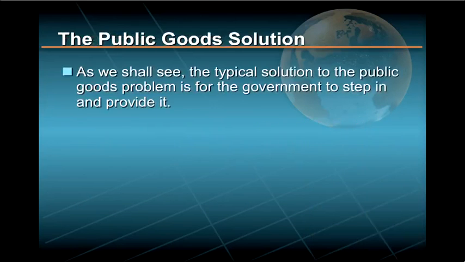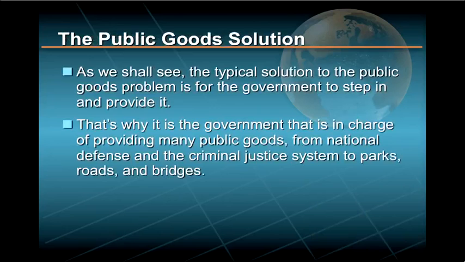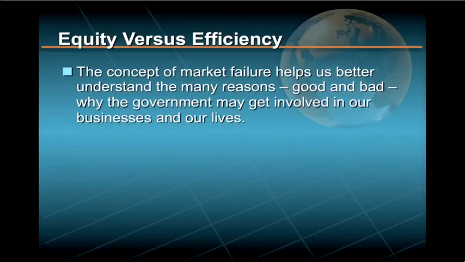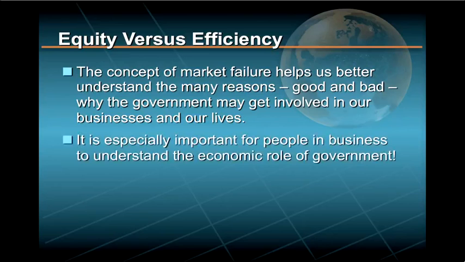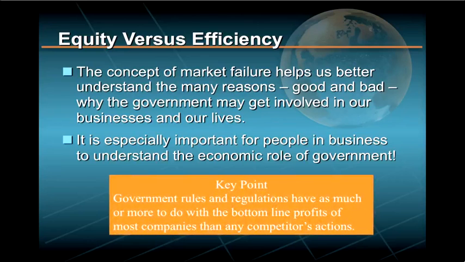As we shall see, the typical solution to the public goods problem is for the government to step in and provide it. That's why it is the government that is in charge of providing many public goods, from national defense and the criminal justice system to parks, roads, and bridges. The crucial importance of the concept of market failure is that it helps us better understand the many reasons, good and bad, why the government may get involved in our businesses and our lives. And it is especially important for people in business to understand the economic role of government, because government rules and regulations have as much or more to do with the bottom line profits of most companies than any competitor's actions.